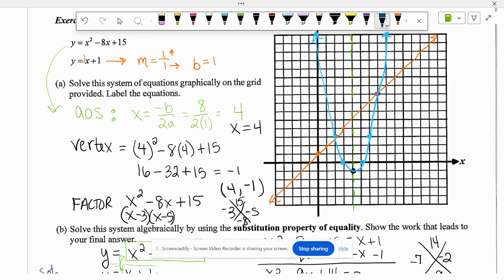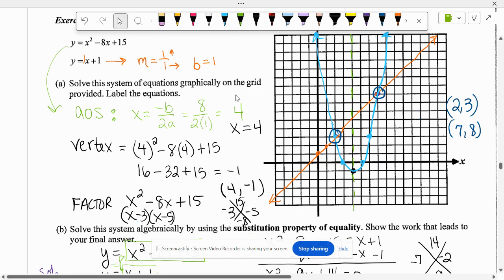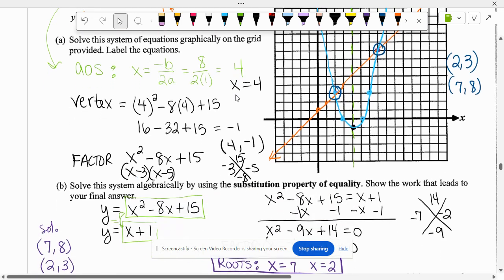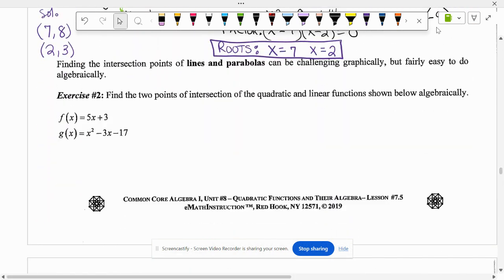So it looks like my solutions are the ordered pairs 2, 3 and 7, 8. What did we figure out when we solved it algebraically? That exact same thing, okay? All right, so now we're just going to use Desmos.